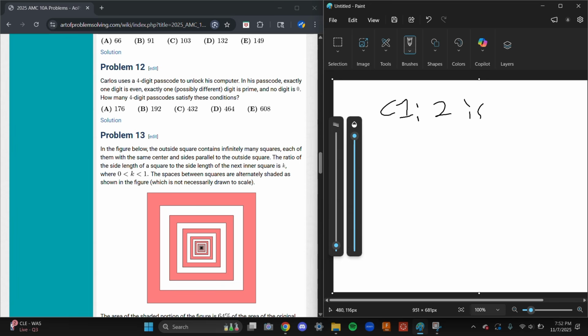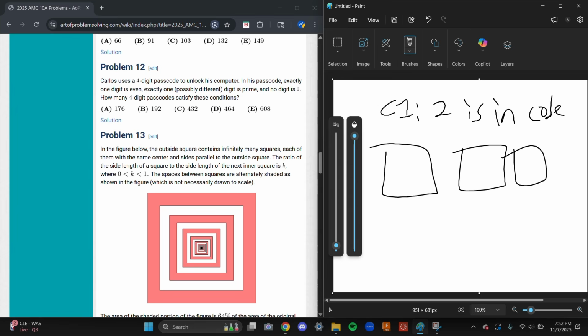2 is in the code. So the number 2 is in the code. Let's say we have 4 slots here. And without loss of generality, I'm going to choose to put the number 2 right here. So this satisfies the first two conditions: exactly one digit is even, and exactly one digit is prime. That means that all of these other digits have to be odd numbers, but they can't be primes. So what can this digit be? It can be 1, can't be 3 because that's a prime, neither 5 or 7, but it can be 9. Same thing for this one and this one.